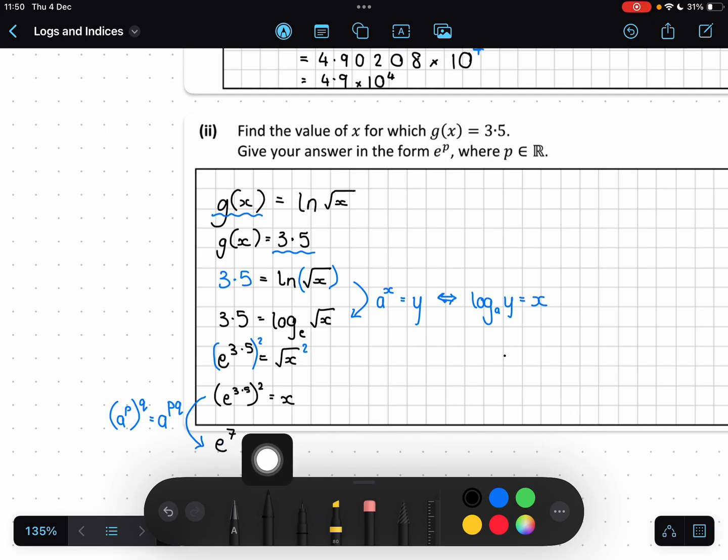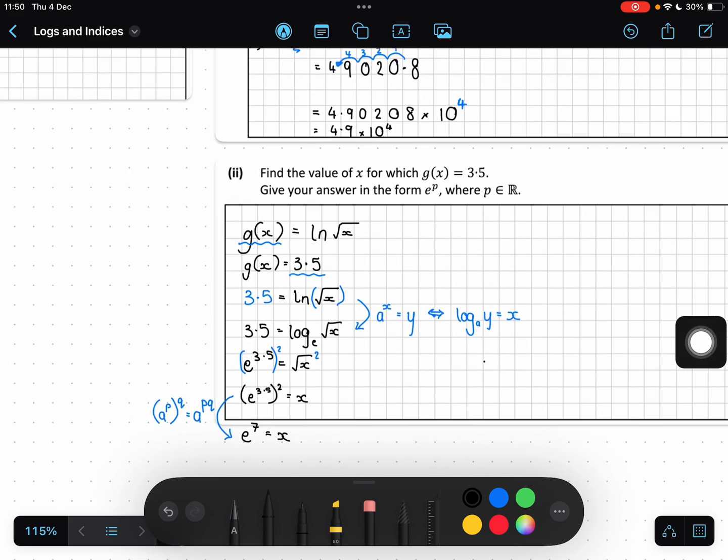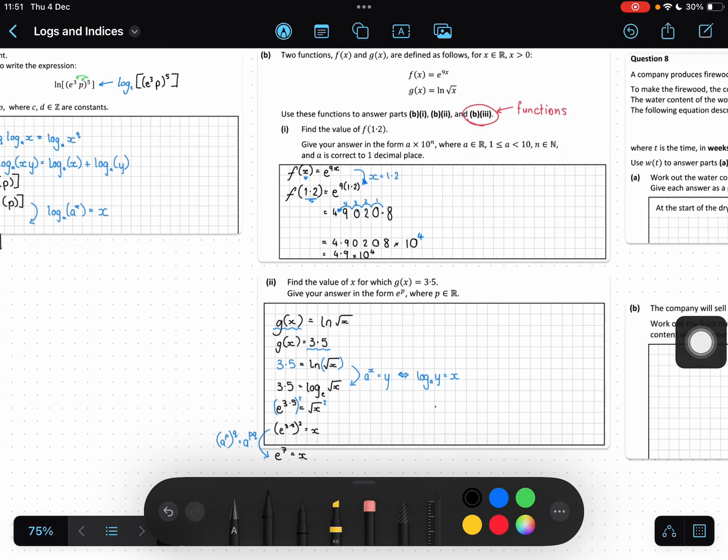I could type that into my calculator, and my calculator would give me back a decimal, which I don't want, because then I would have to round it by writing down the answer, because it's a decimal that continues on forever. So I don't want to write down a decimal, so I want to leave it like that. And actually, if I go back and look at the question here, they told me to give your answer in the form e to the power of p. So that is my answer there for x, in the form e to the power of something, where p is a real number. Okay, so that's that question done.